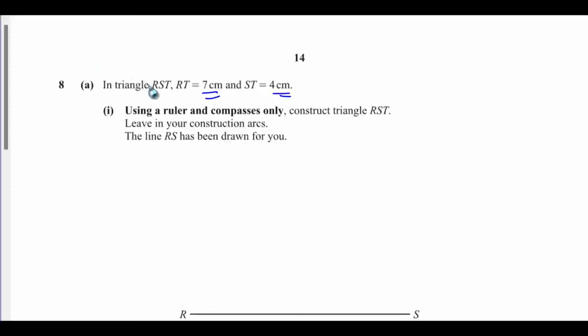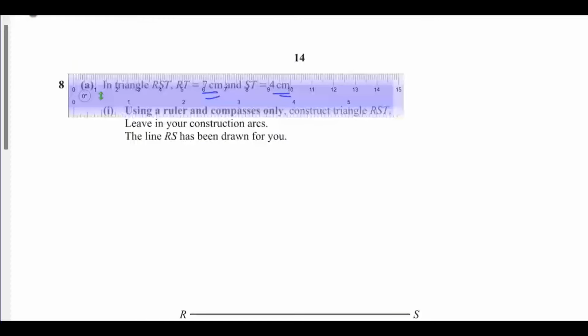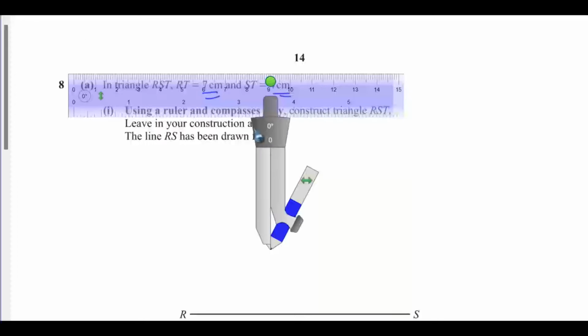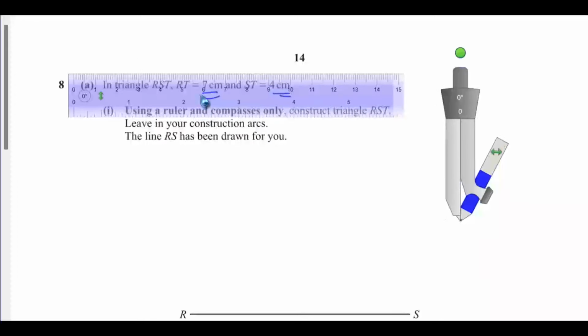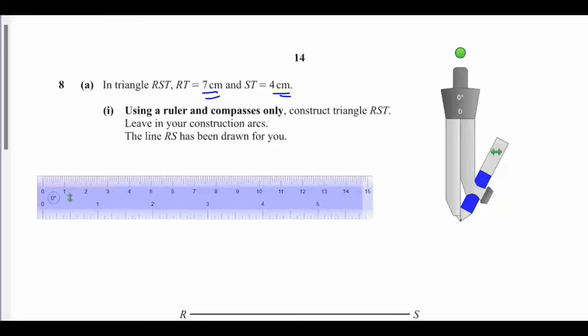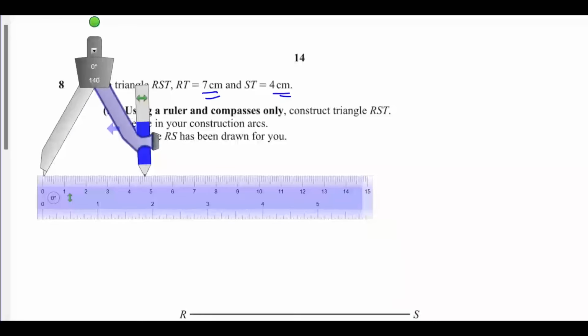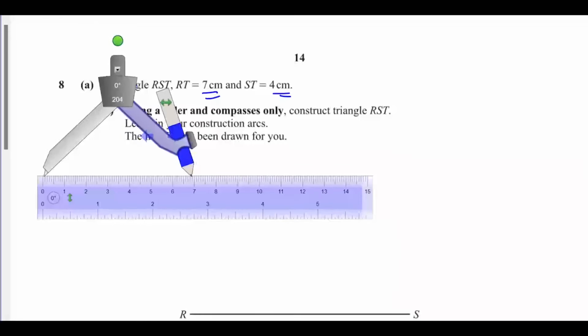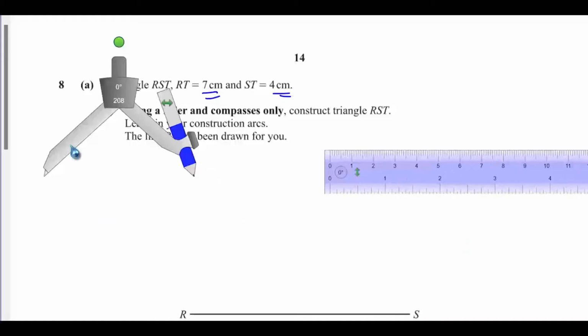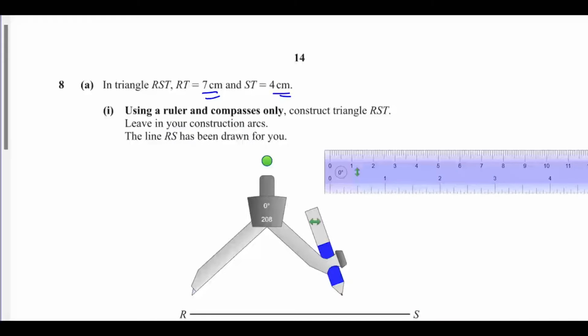So we need to draw the length 7 centimeters. So we are using compasses and a ruler. So let's get the ruler and a pair of compasses. The next thing we need to do is to measure 7 centimeters for RT. We put the tip here, then extend this to 7 centimeters. Okay, so this is good. So we need to draw an arc here. So we want to get RT.